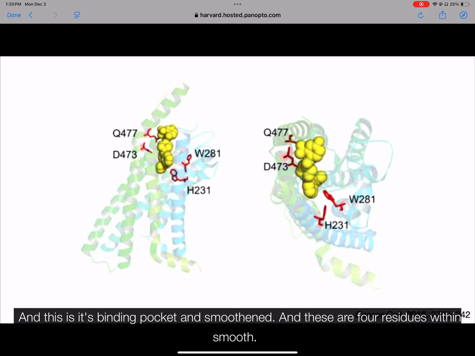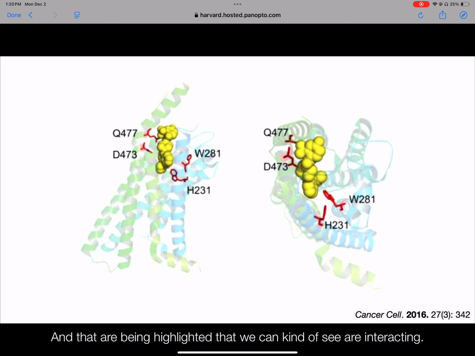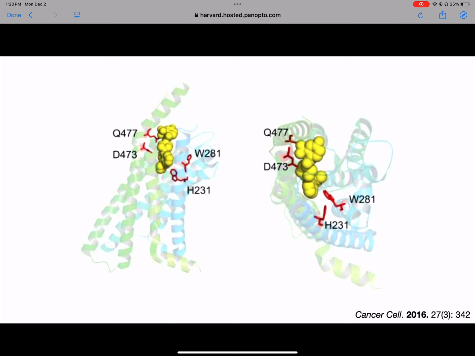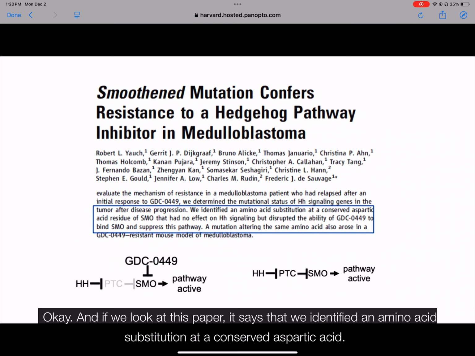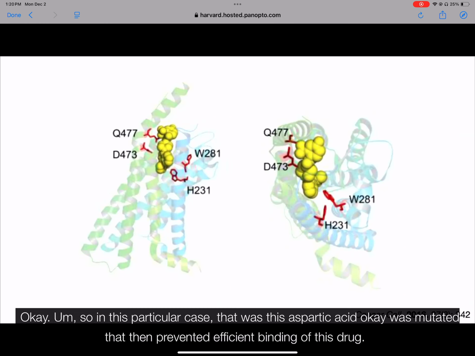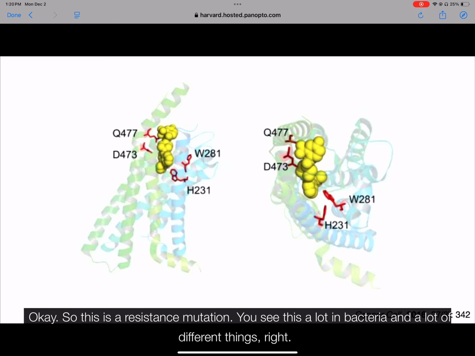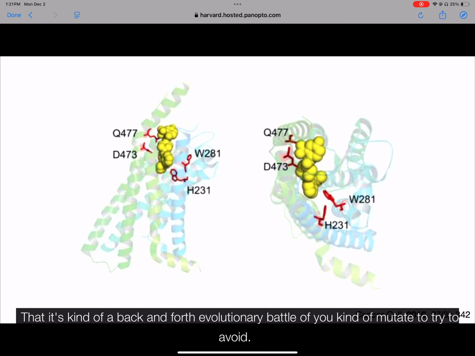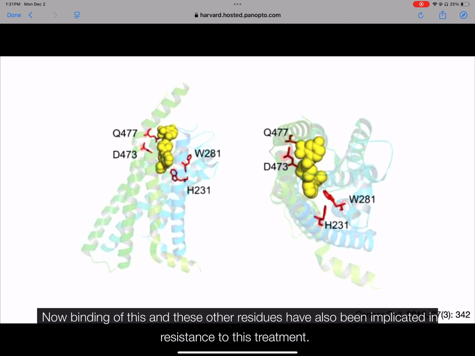These are 4 residues within smoothened that are being highlighted that we can see are interacting in the proximity of this binding pocket. If we look at this paper, it says that we identified an amino acid substitution at a conserved aspartic acid. In this particular case, this aspartic acid was mutated, which prevented efficient binding of this drug. So this is a resistance mutation. You see this a lot in bacteria and a lot of different things, right? It's a back and forth evolutionary battle of you mutate to try to avoid binding of this. And these other residues have also been implicated in resistance to this treatment.